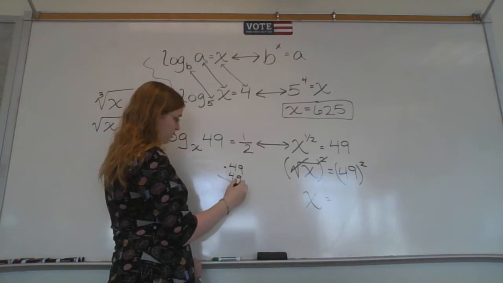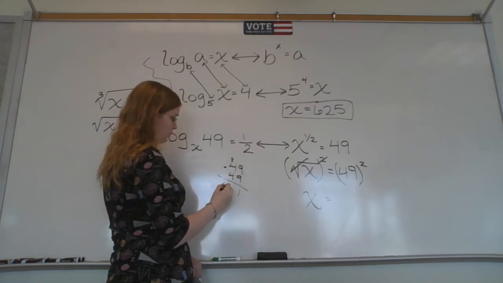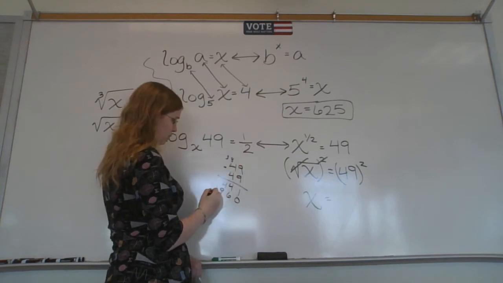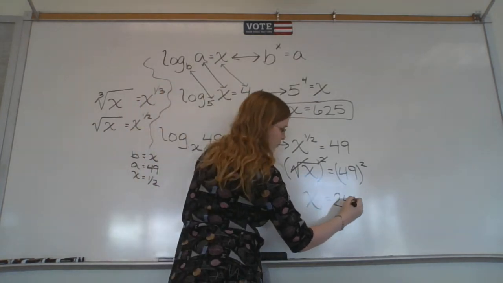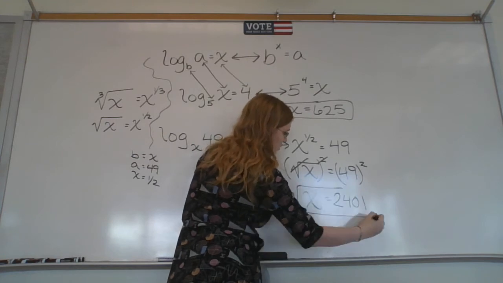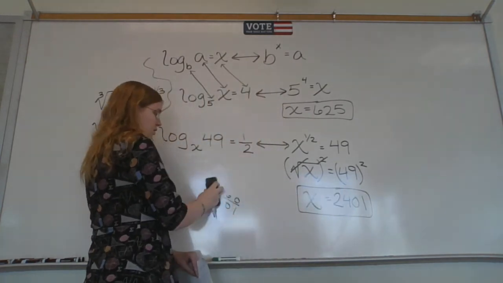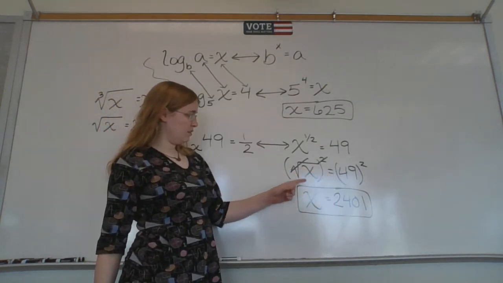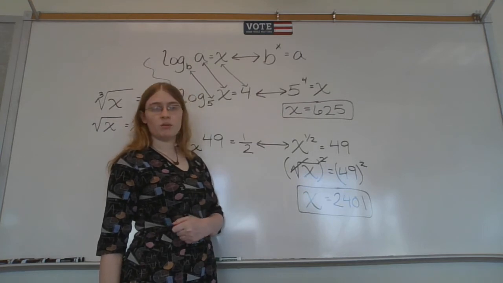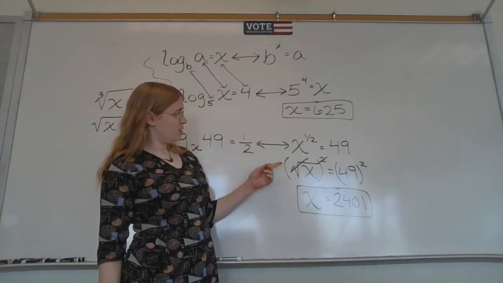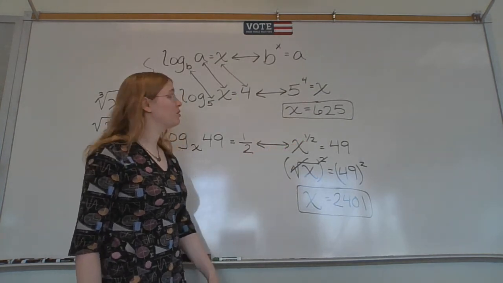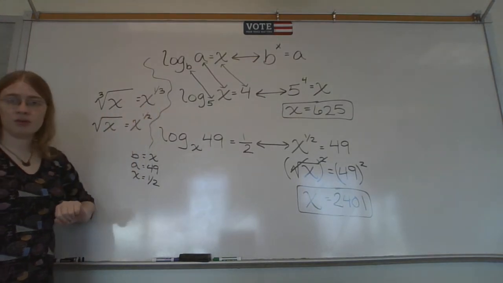49 times 49 is 2,401. Getting some big numbers here. So we squared both sides, and we got 2,401. So if you ever have to the 1/2, that's the same as square root. Just like to the 1/3 is the same as cube root. Okay?